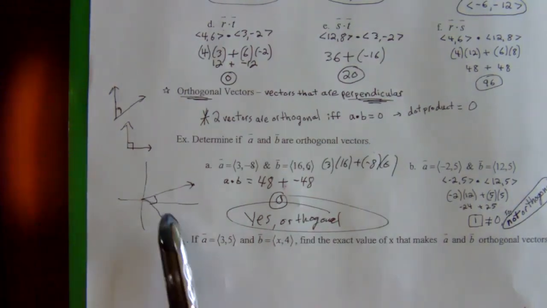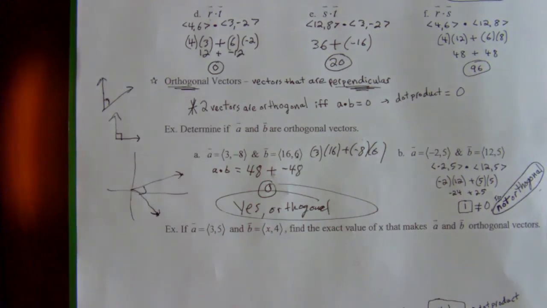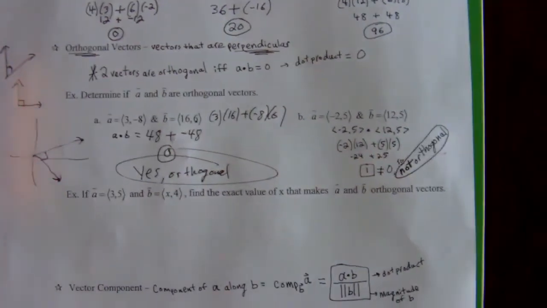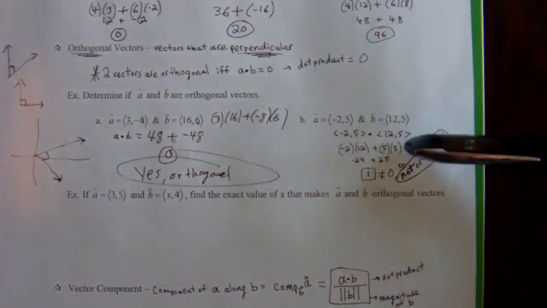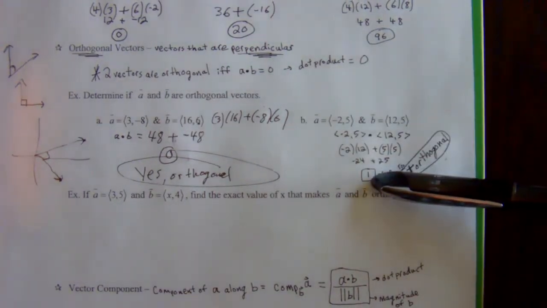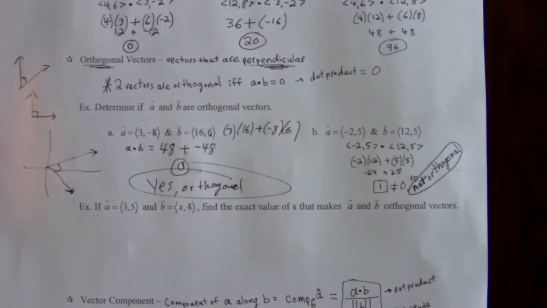You don't want to draw a picture though, because you see how funky that looks. You're not sure. It might be 89.9 degrees there. If you do that dot product and you get 0, then you know for sure they're going to be orthogonal to each other. And here's another example. If I ask you, are these 2 vectors orthogonal or not? Just simply do the dot product. This time I got 1. I did not get 0. So no, those vectors are not orthogonal to each other.